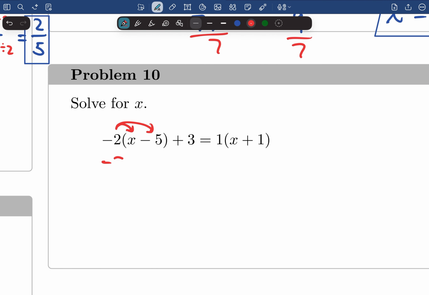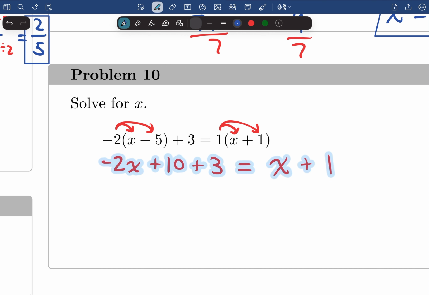Negative 2 times x, and negative 2 times negative 5, and then a plus 3 equals, well, 1 times x, which is just x, and 1 times 1, which is just 1. Let's combine any like terms at this moment to simplify our equation. So I have negative 2x, and then 10 plus 3 gives me 13. That equals x plus 1.